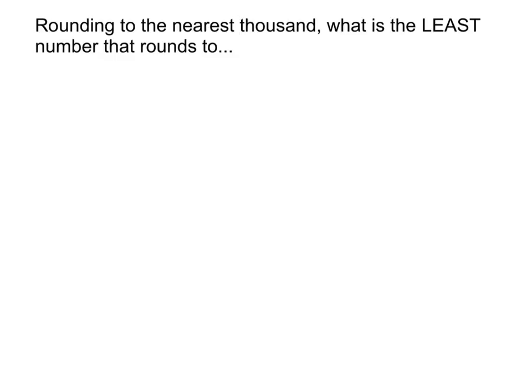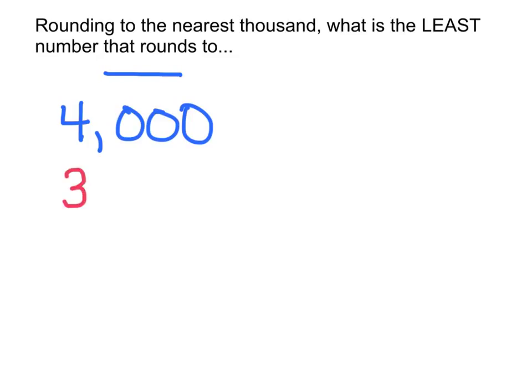The next type of problem we'll see are fun little logic problems. They go like this. Rounding to the nearest thousand, what is the least number that rounds to 4,000? This question asks us to think about what numbers will round up to 4,000, because it's asking for the smallest number that will round to 4,000. Thinking logically, this number is going to have to start with 3. It'll be less than 4,000, right? So it must be 3,000 something.